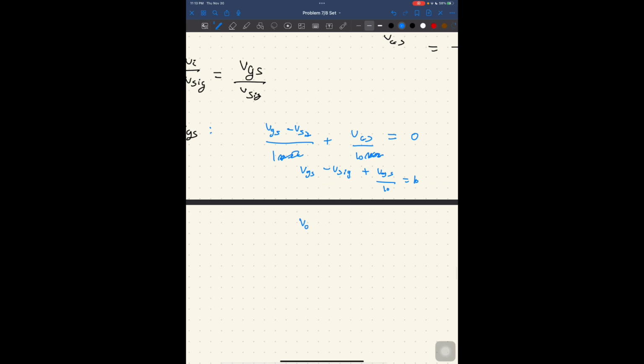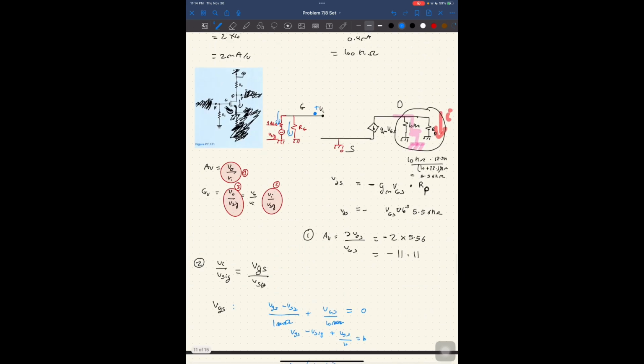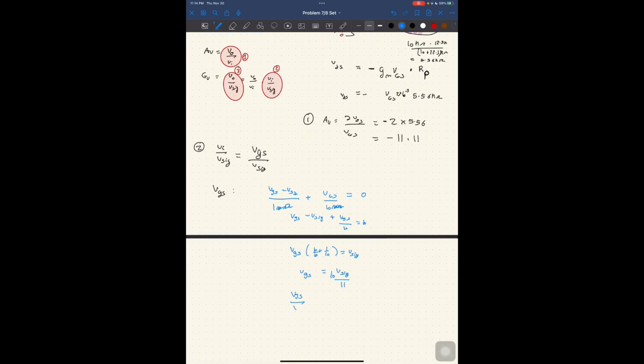implying that VGS times (1 plus 1 over 10) is equal to VSig, so 10 over 10 plus 1 over 10 is 11 over 10, which I can say is VGS equals 10 VSig over 11, and so VGS over VSig is equal to 10 over 11, right? And that's how I found my step 2.